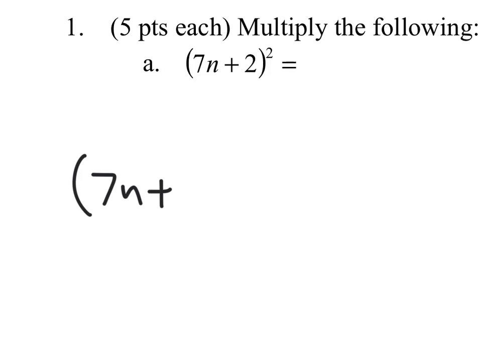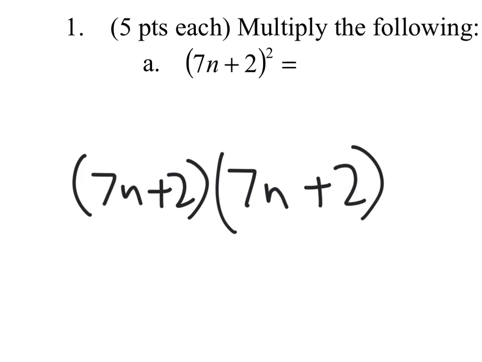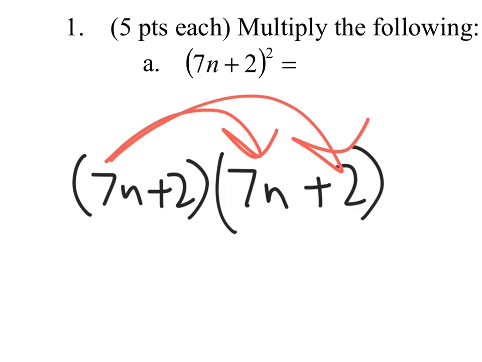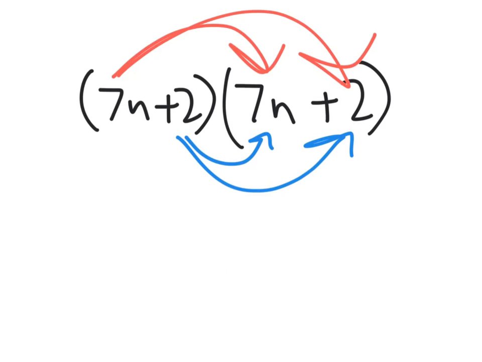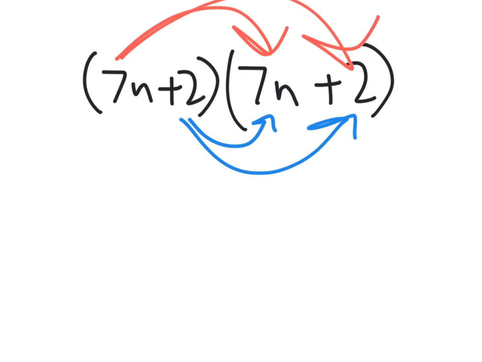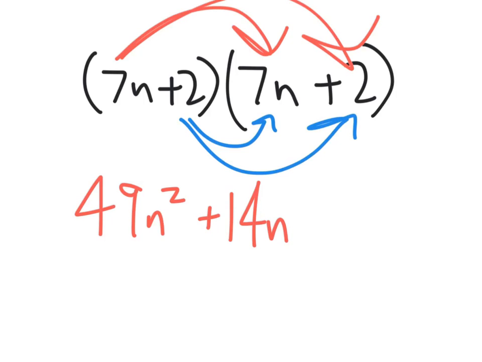Open parentheses, 7n plus 2, close parentheses, open again, and we're going to be writing the same thing, 7n plus 2, great. So now we're going to need to multiply by foiling, and we remember that means first, outer, inner, last. So what exactly does that look like? Well, I know that 7n times 7n is going to give us 49n squared, and then 7n times 2 is going to give us 14n, and then again we're going to have to do at the bottom, 2 times 7n is going to give us once more 14n, and then finally 2 times 2 is going to give us positive 4.